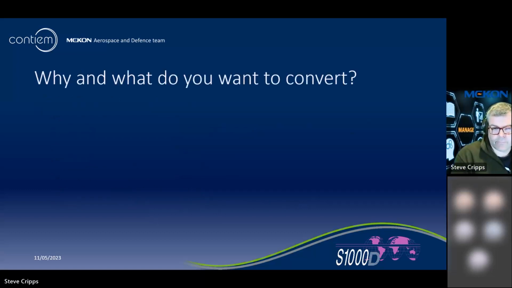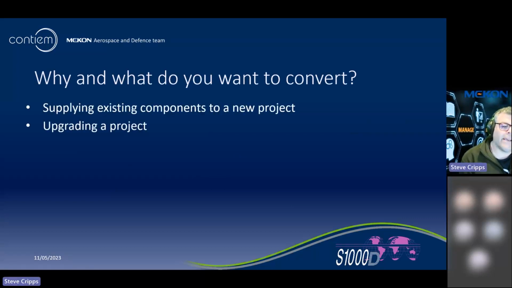So always start with a question: what and why, or the other way around, why and what do you want to convert? So the whys, first of all, it may be that you are supplying your existing components to a new project, and therefore that new project has asked you to provide the accompanying documentation as S1000D. That's one of the ones that we see an awful lot of, particularly a lot of tier 2, tier 3 manufacturers supplying to a prime project, and they want that data in S1000D.